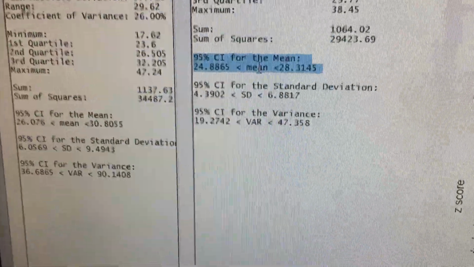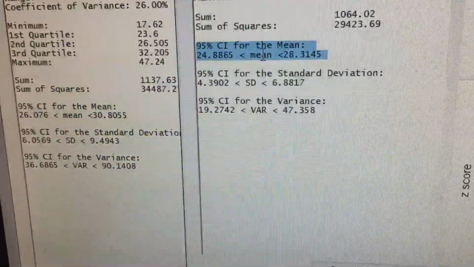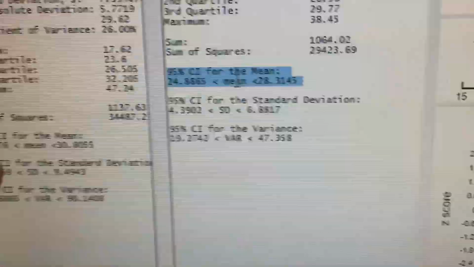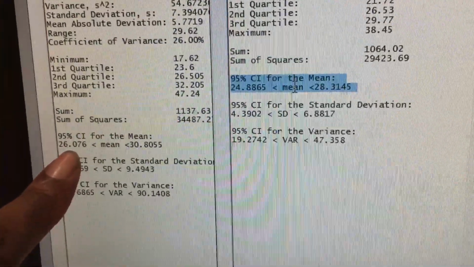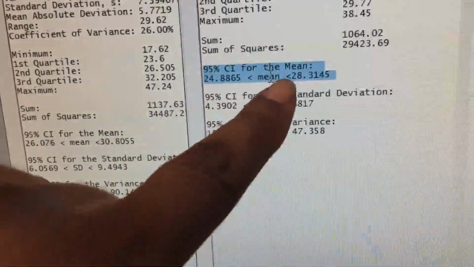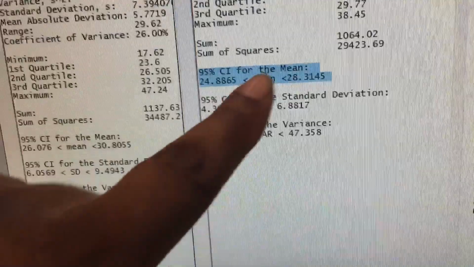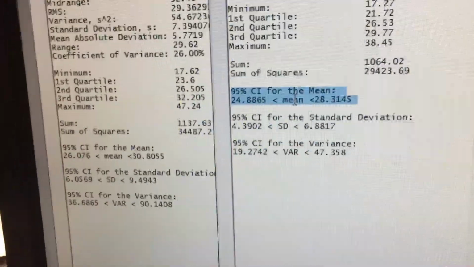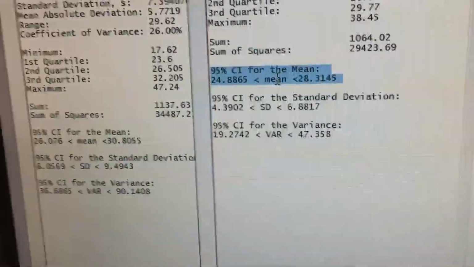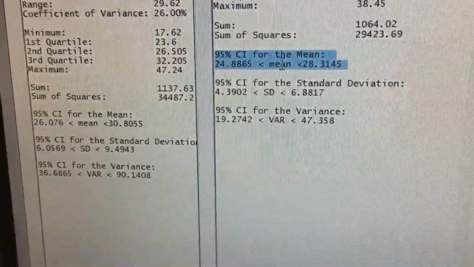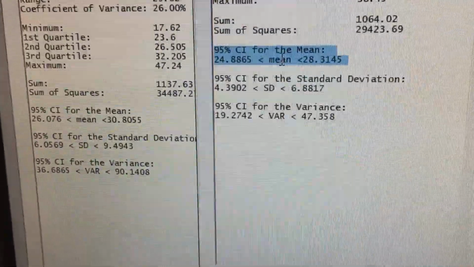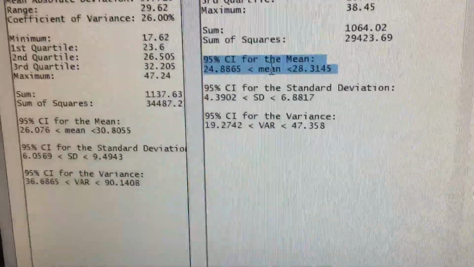Okay? So if you look at that, there is an overlap because this lower limit for females, 26.076, falls within these two limits for males. So there is an overlap that exists there. So that tells me that we can't conclude that the population means for males and for females are different.